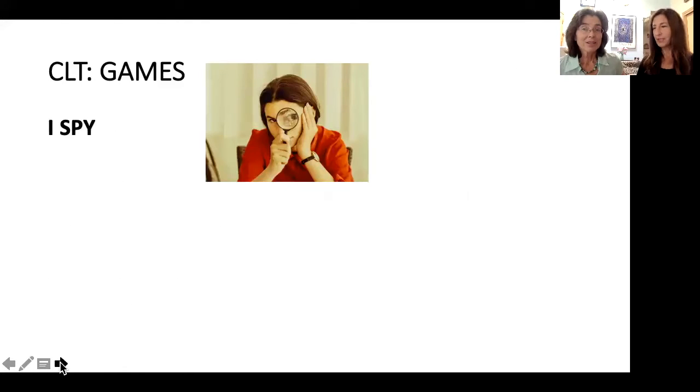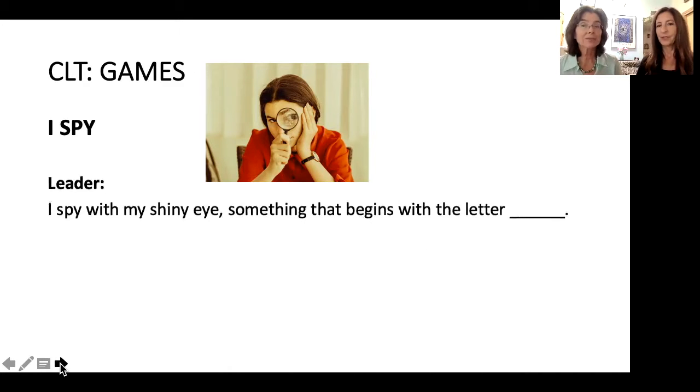All right. So there's a special phrase that we use with this game, and we look around the room and we look for something and we say this phrase. Shall I be the leader? I'll do this one and you do the next one. Okay. So, as the leader, I say, I spy with my shiny eye something that begins with the letter C.